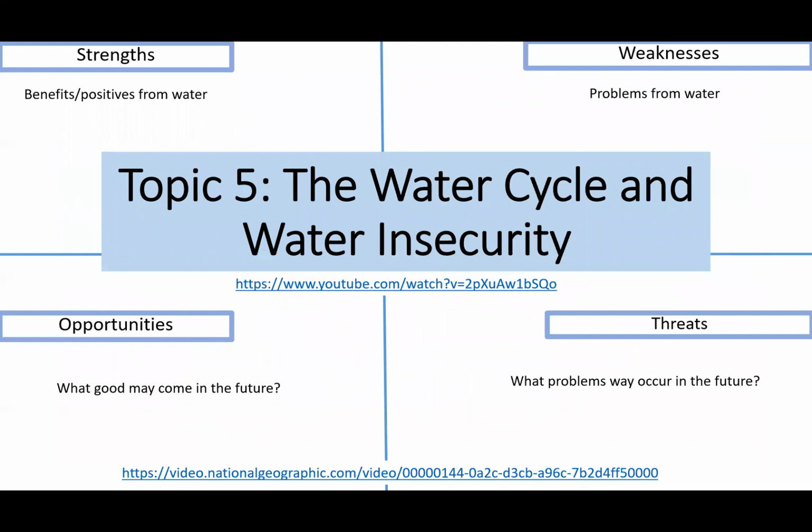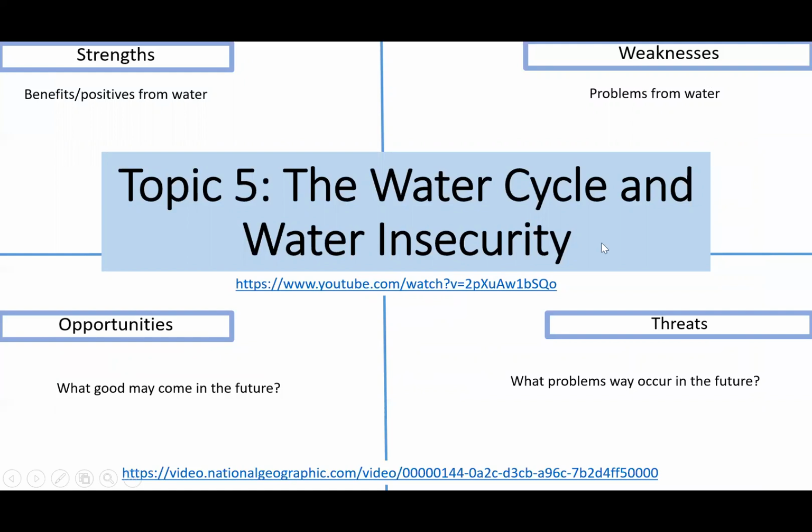So we're going to start by doing a SWOT analysis. What a SWOT analysis is, it's where you go through the strengths. By that I mean the benefits, the positives that water creates. It sustains life, you grow food, you can operate machinery, you can drive industry. Then look at the weaknesses. By that I mean the problems water can create, flooding, for example, or drought if there's a lack of it.